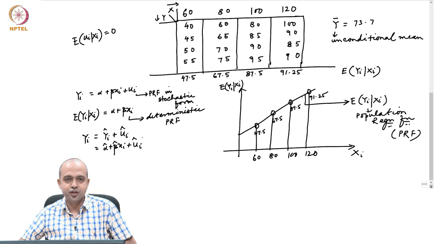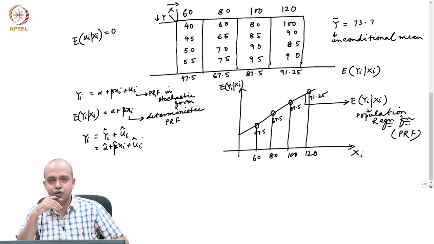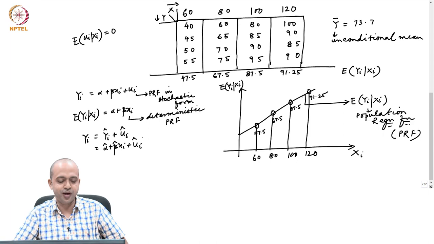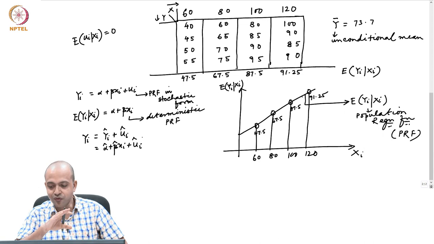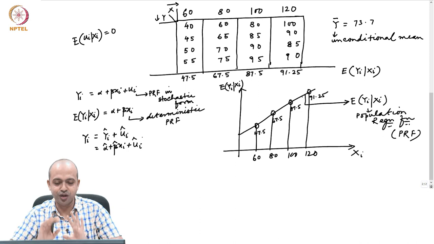Once you estimate the value of the true population parameters alpha and beta, then you will get alpha hat and beta hat, which are called sample statistics. So this simple example basically says what the meaning of regression is. A regression function is nothing but a straight line connecting the locus of several conditional means, conditional upon income. This is the meaning of regression analysis, right?